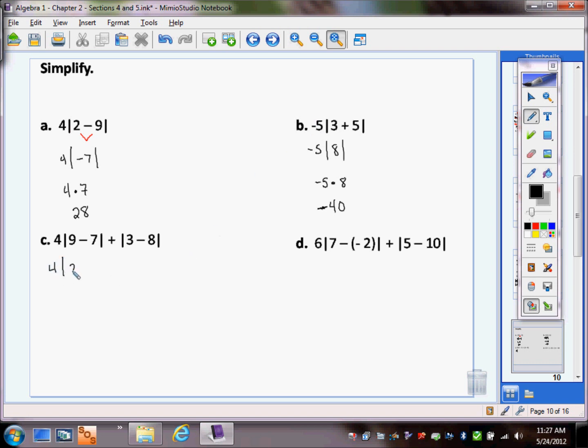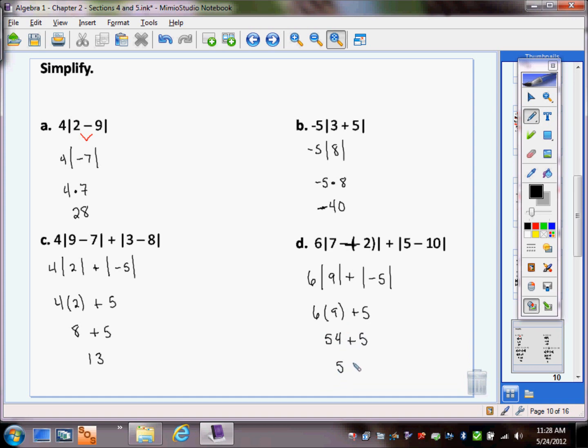I've got 4 times the absolute value of 2 plus the absolute value of 3 minus 8, so that's -5. So that's 4 times 2 plus 5, so that's 8 plus 5, so that's 13. Here I have minus and negative, so that becomes positive, right? So I have 6 times the absolute value of 9 plus 5 minus 10 is negative 5. So I have 6 times 9 plus 5, so that's 54 plus 5, so that's 59.